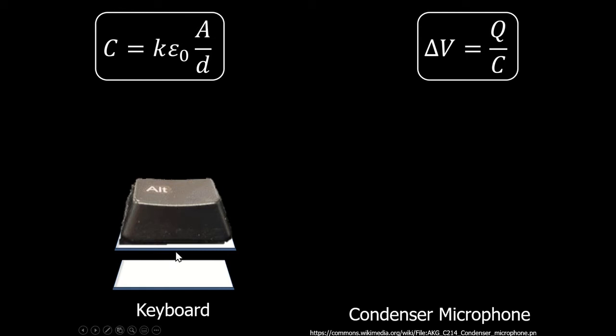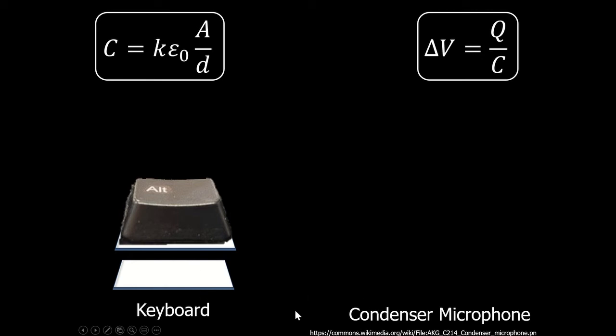But if we push this key, we reduced the separation for a moment. A smaller separation changes the capacitance, makes it bigger. So a bigger capacitance with the same amount of charge on those plates is going to decrease the voltage. And that change in voltage is sensed by the computer to indicate that that key was pressed.